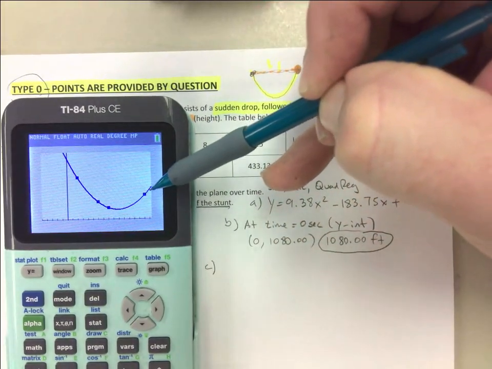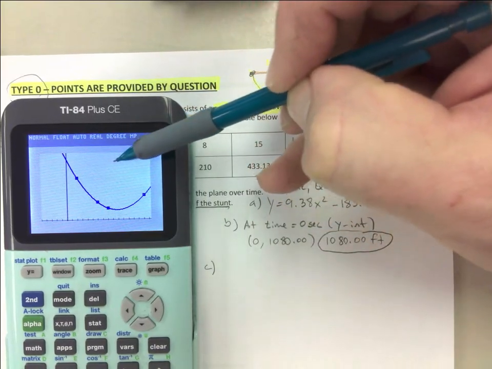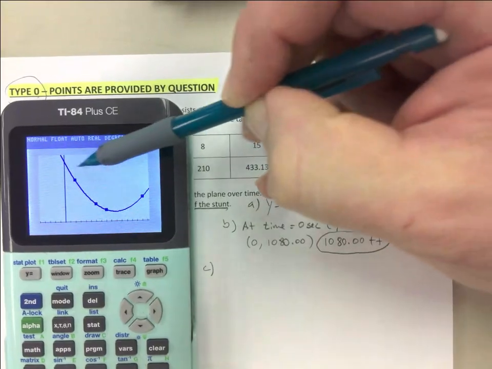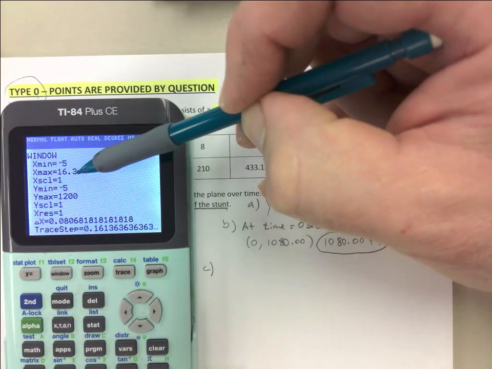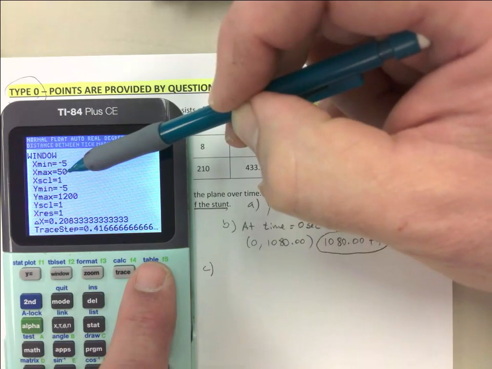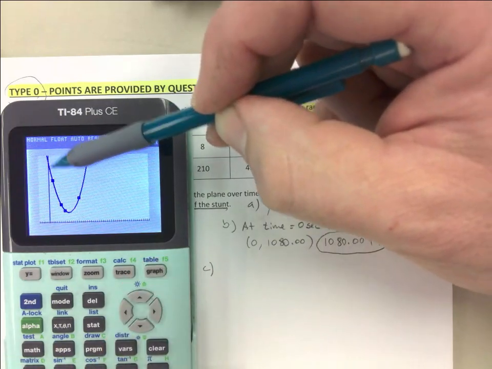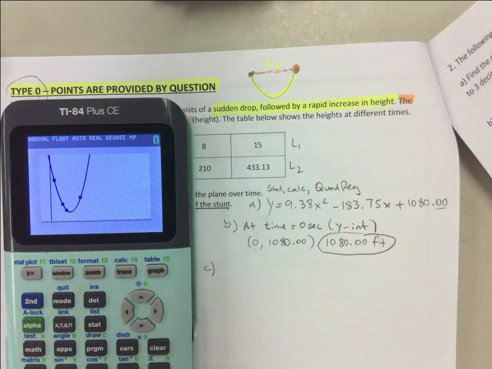I need to chase this further to the right because I want to know when do I get back to the original height. Okay, so window, x max, I'm going to go 50. It's a little overkill, but now I see the whole thing. So you're going to have to play around with the window. That's all I'm saying.